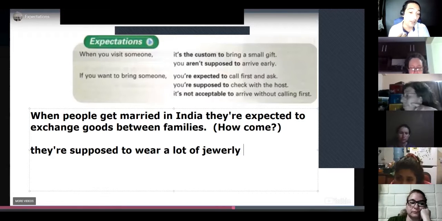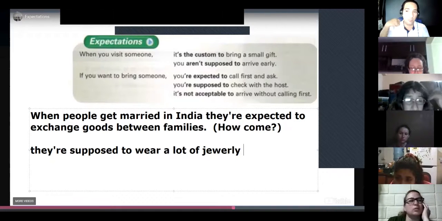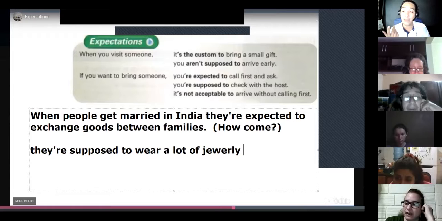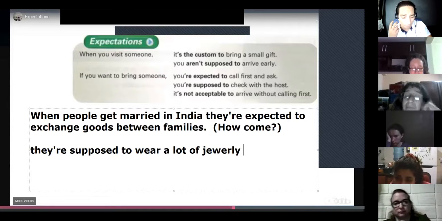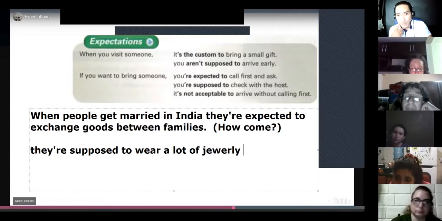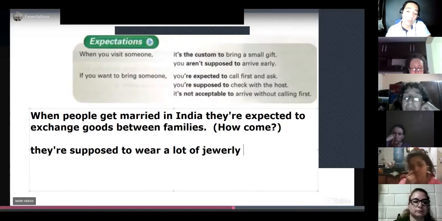But they're supposed to wear a lot of jewelry. Red means... What does it mean? I don't know. I forgot. Oh, that's really weird. Okay, so these are customs. And there's a whole ceremony for the bride. It's the custom to wear red. It's the custom to, and then you continue with a base verb.